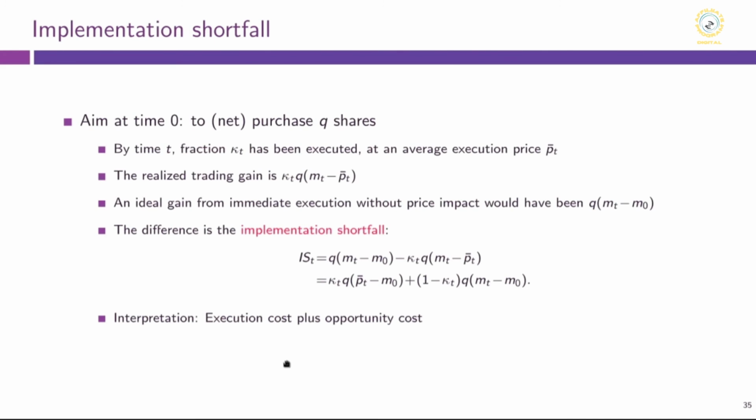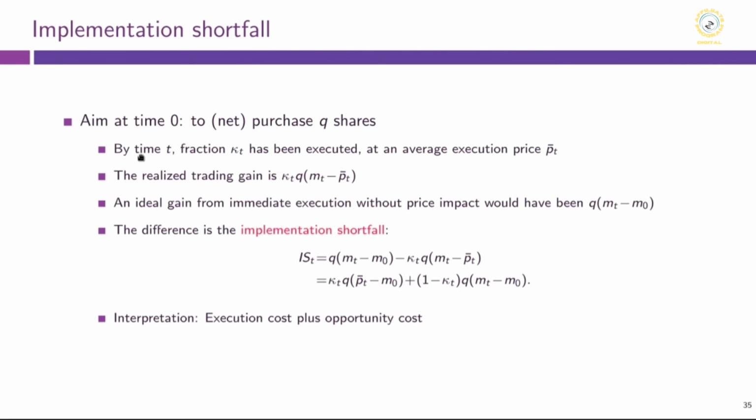Now, another measure that you can use to evaluate the performance of your broker, of whoever executes your orders, is the implementation shortfall. And this is very close to the story that I told you. So your goal at time zero is to purchase some amount Q of stocks. This is the order that you give to your broker.